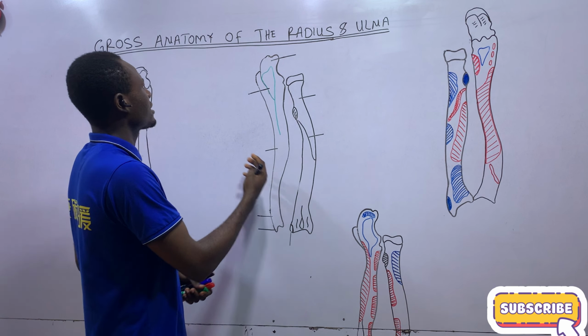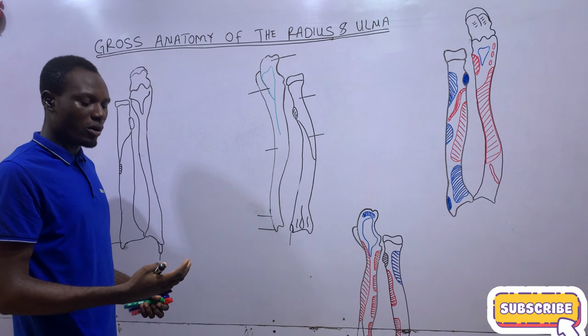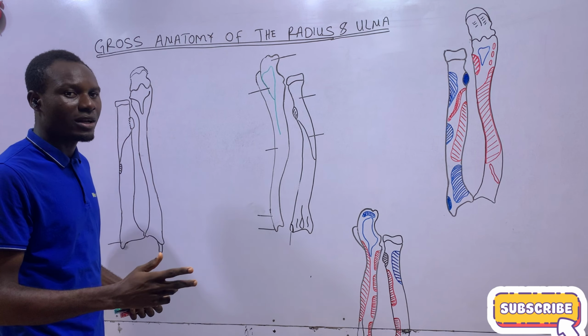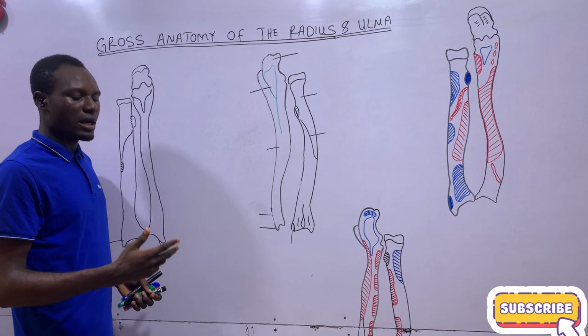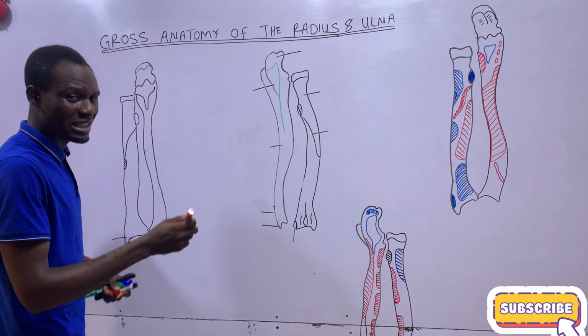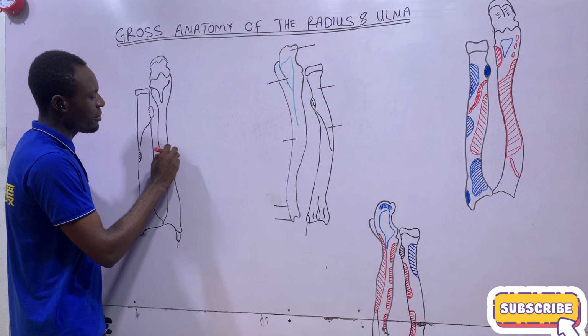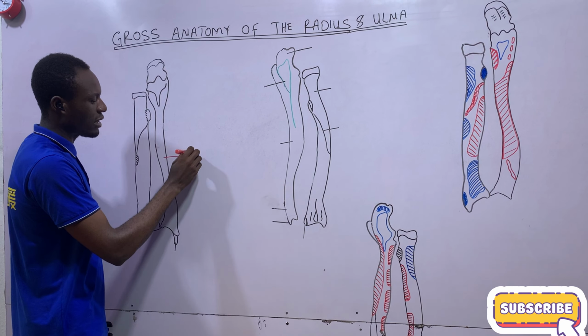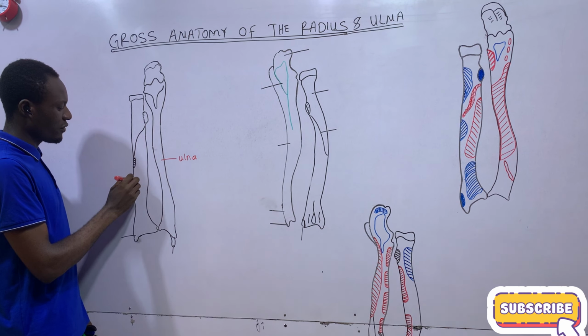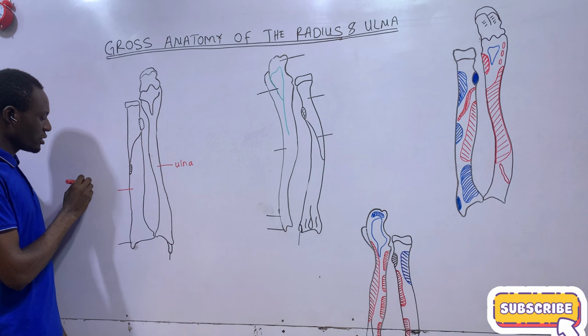So today we'll be looking at the gross anatomy of the radius and the ulna. First, the radius and ulna are the bones of the forearm. And these bones of the forearm, one is lying on the medial side and one is lying on the lateral side. So the medial bone of the forearm is called the ulna, while the lateral bone of the forearm, this bone right here, is called the radius.